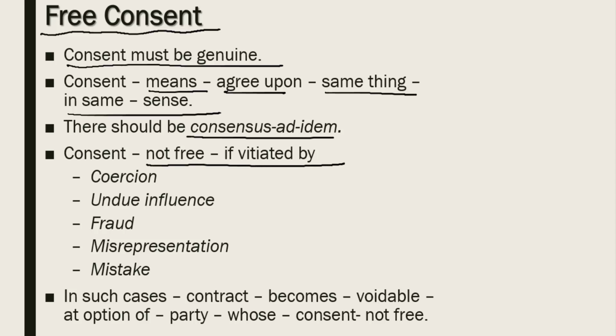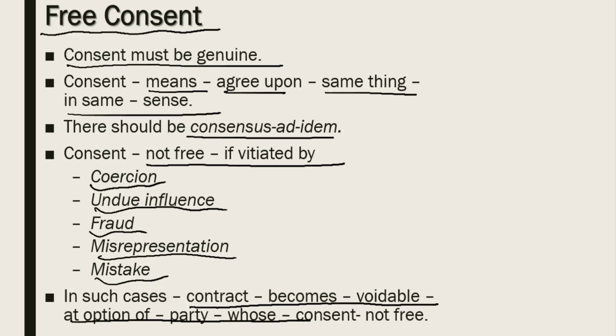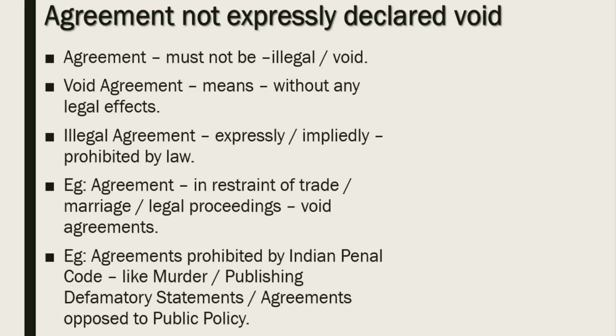If consent is not free, that is, if consent is obtained by way of coercion, undue influence, fraud, misrepresentation or mistake, then in such cases the contract will become voidable at the option of the party whose consent was not free. Next, the agreement should not be expressly declared void.